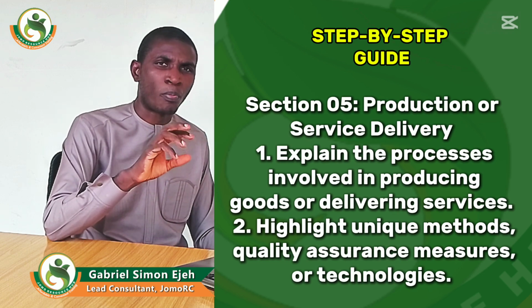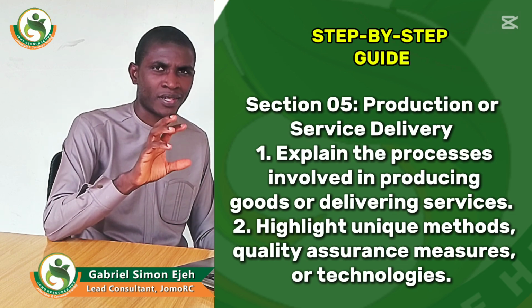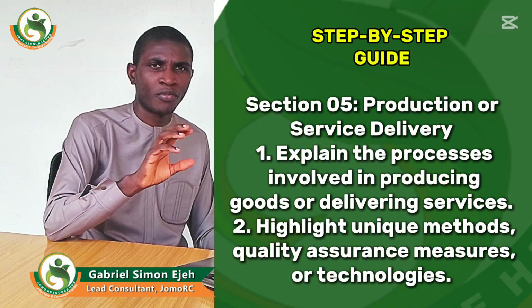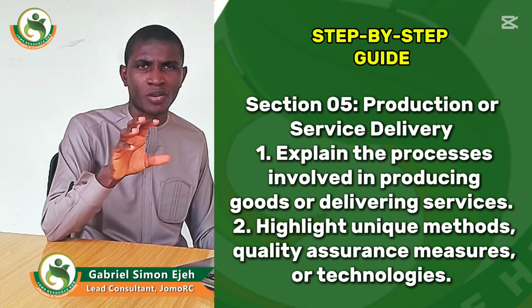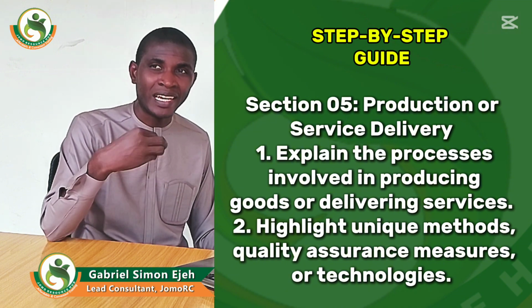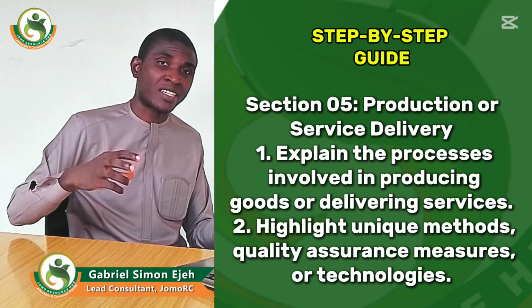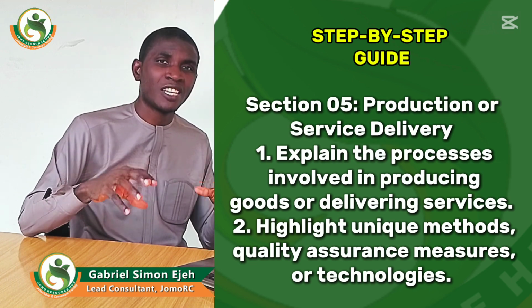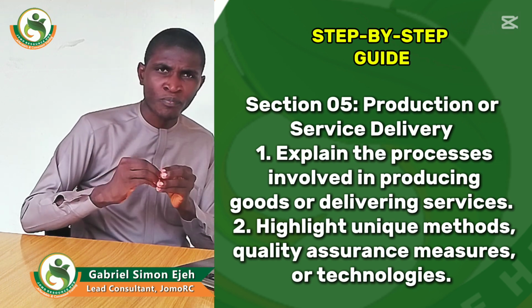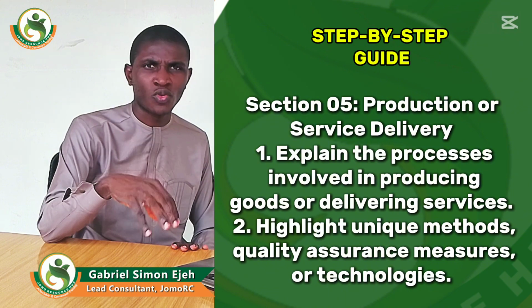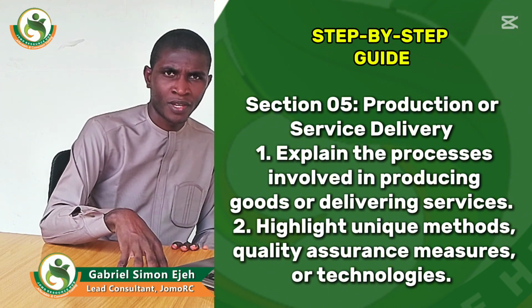Detailing your production process helps you to manage your quality assurance, right? Quality control. You must have heard about quality control and assurance. Quality control and assurance enables you to ensure that the quality of your business, the quality of your product, remains the same, irrespective of the person who is in charge of production.